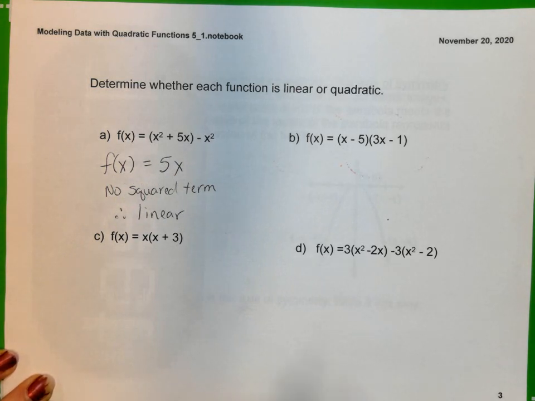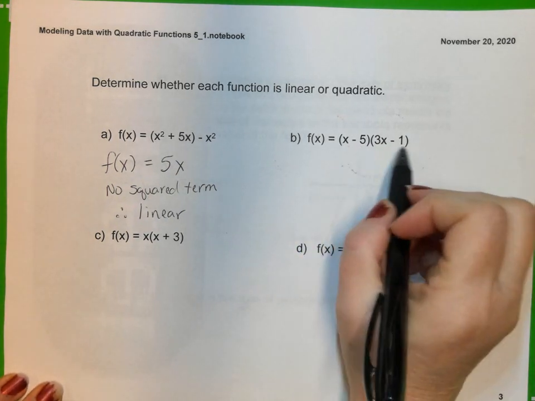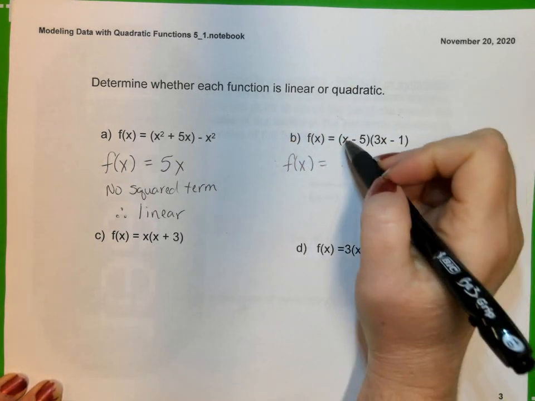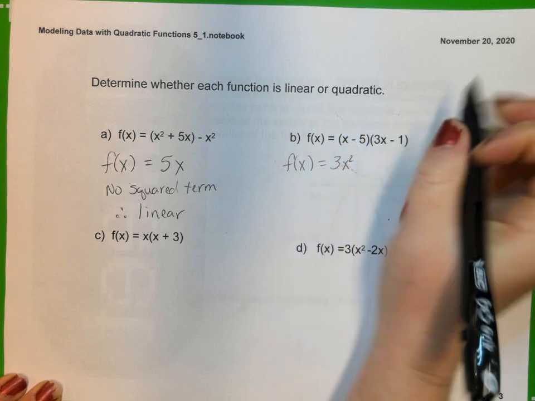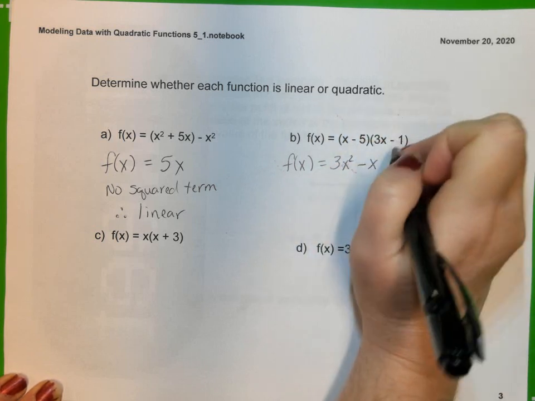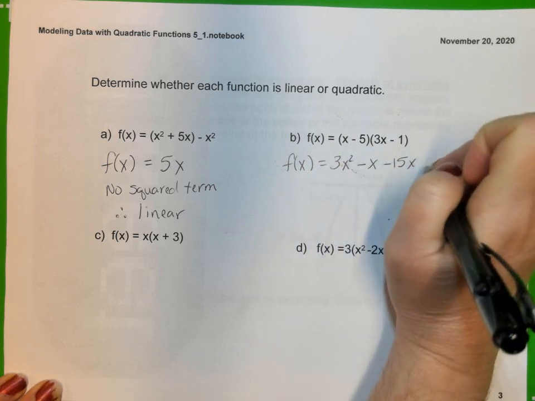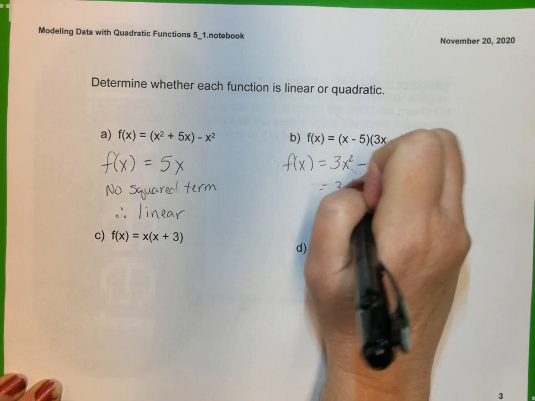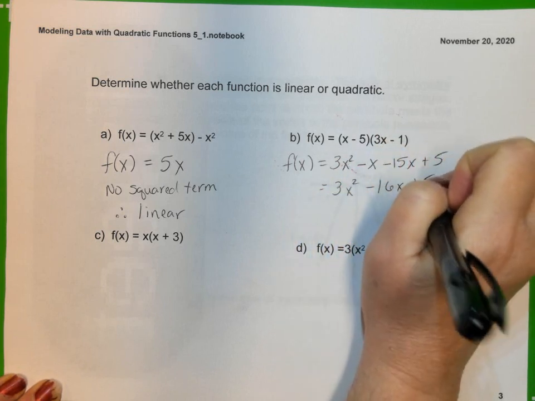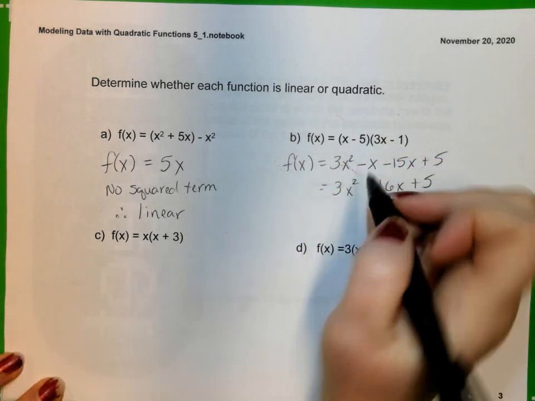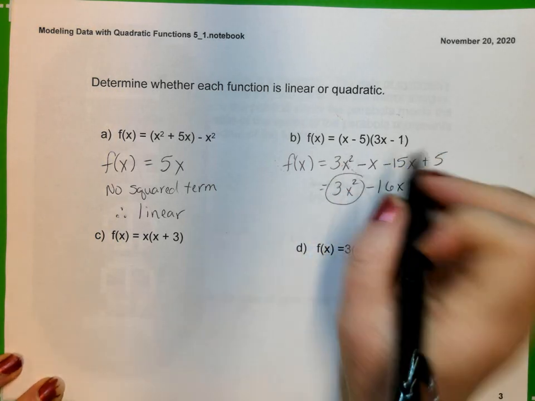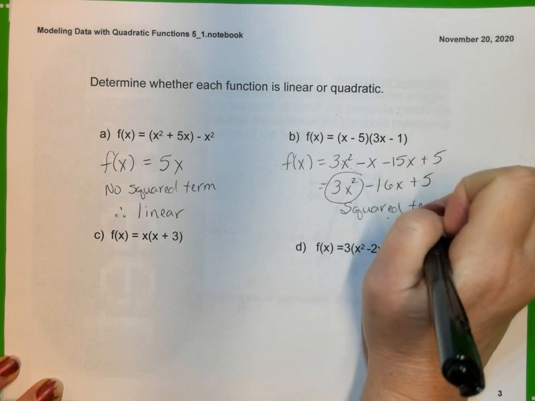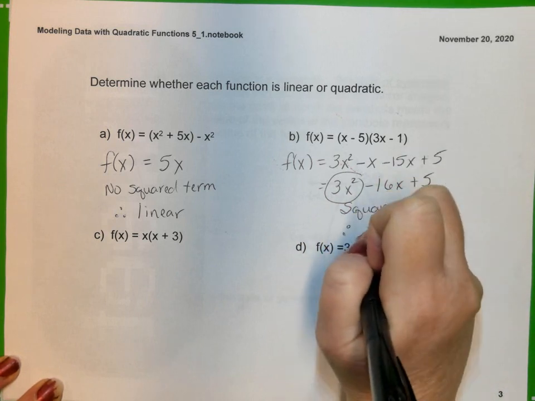That's how it works. Look at the next one. Well, this thing tells me I need to FOIL, so f of x is equal to 3x squared minus x minus 15x plus 5, or 3x squared minus 16x plus 5. Look it over really good. Look at that. I have a squared term. So since it has a squared term, it is quadratic.